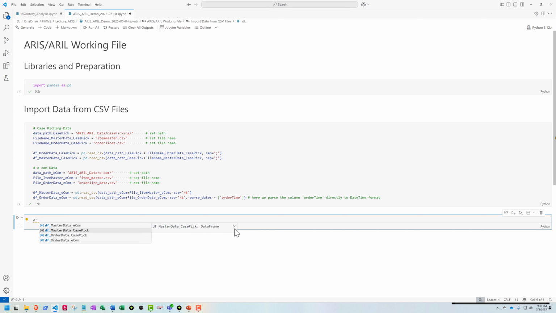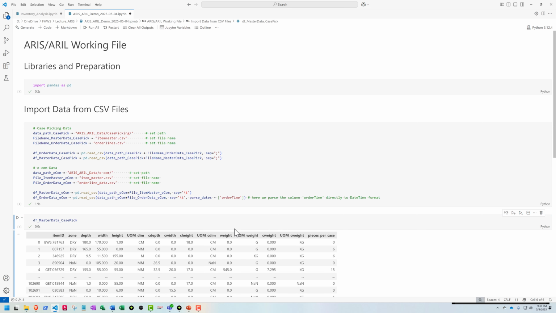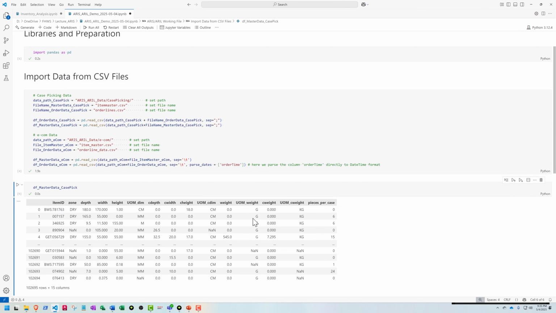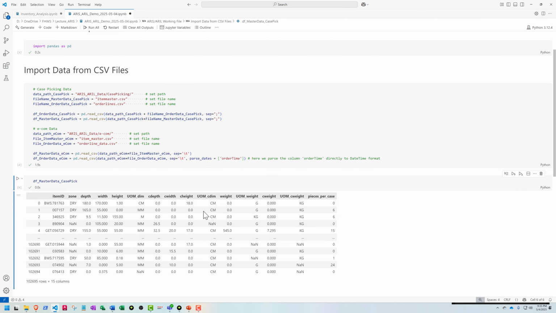So by the way, I'm using Jupyter Notebook here in case you have not come across it. It's a very useful tool. So I recommend you use the same thing. Okay, so let's look at this.